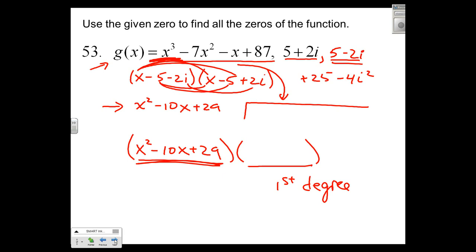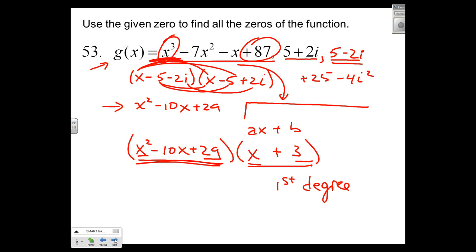And once I put a linear term in here, ax plus b, the only place I'm going to be able to get x cubed is by putting in x here. So x squared times what is x cubed? x. The only way in this superfoiling I would get a constant would be with 29 times whatever's here. So 29 times what is positive 87? Plus 3.